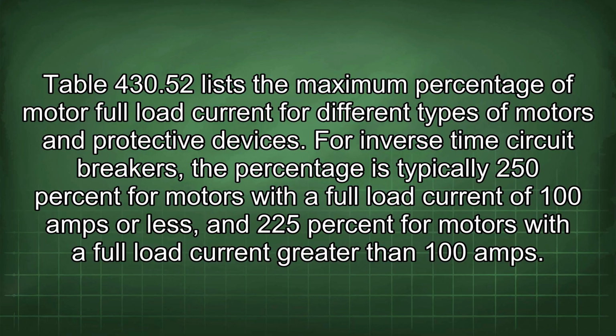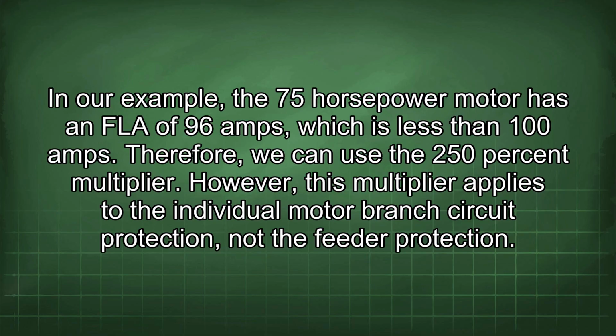Table 430.52 lists the maximum percentage of motor full load current for different types of motors and protective devices. For inverse time circuit breakers, the percentage is typically 250% for motors with a full load current of 100 amps or less, and 225% for motors with a full load current greater than 100 amps. In our example, the 75 horsepower motor has an FLA of 96 amps, which is less than 100 amps. Therefore, we can use the 250% multiplier.